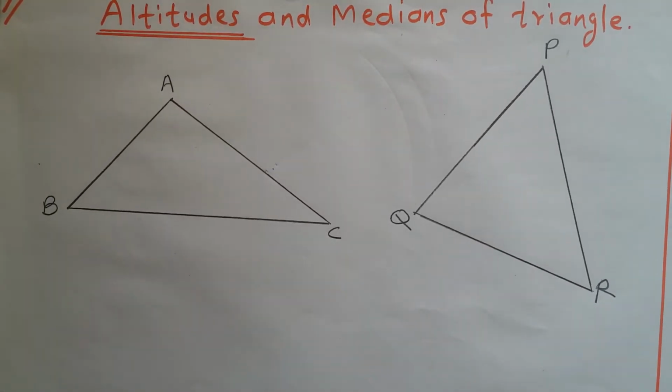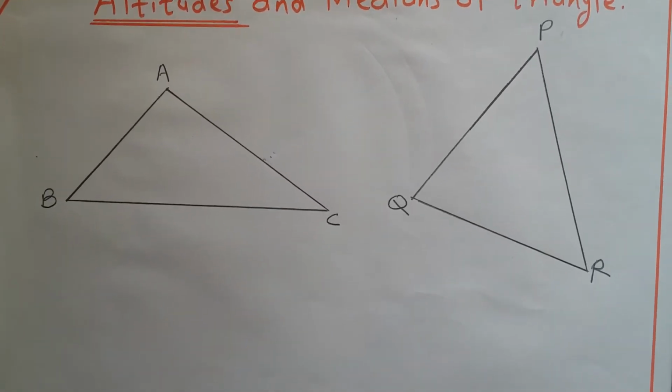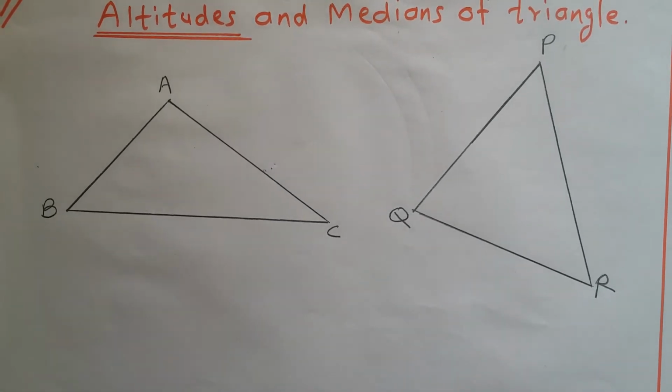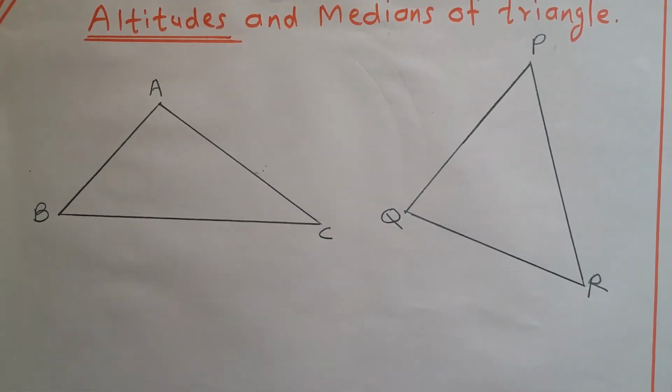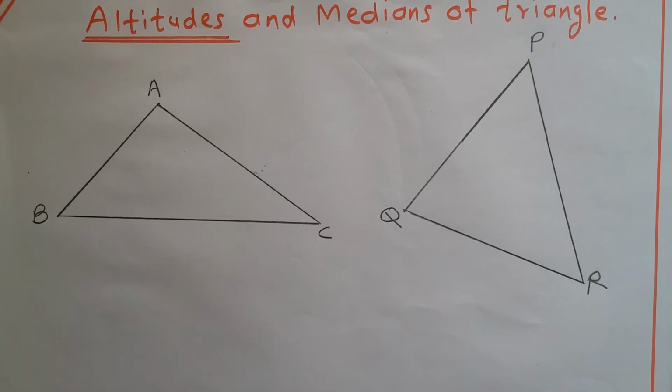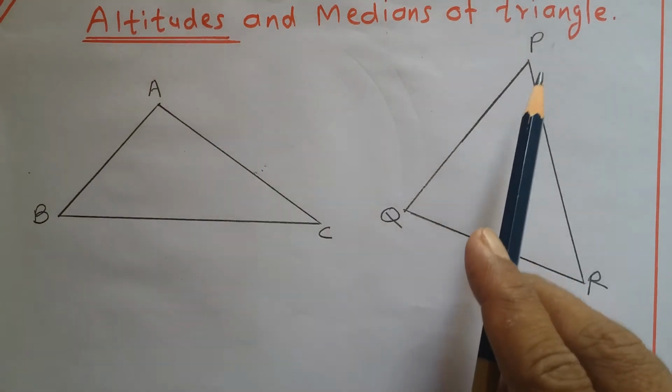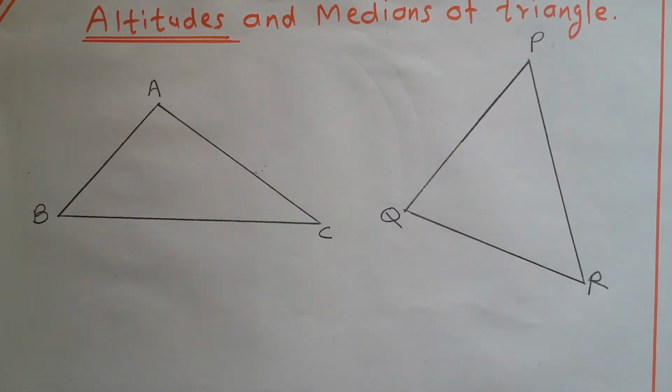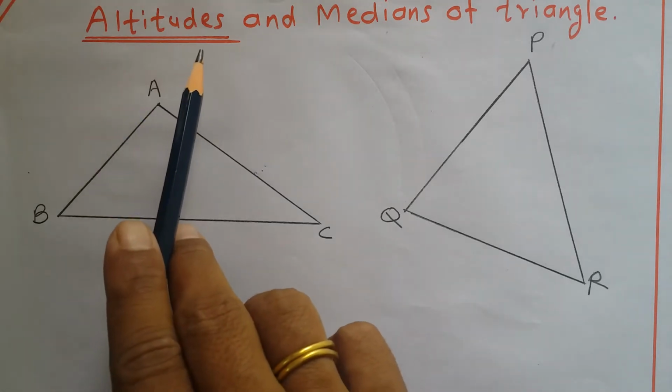Students, today we are going to study what is the meaning of altitude and what is the meaning of median of a triangle. Now, in this figure, you can see there are two triangles, triangle ABC and triangle PQR. First of all, we are going to study about altitudes of triangle.